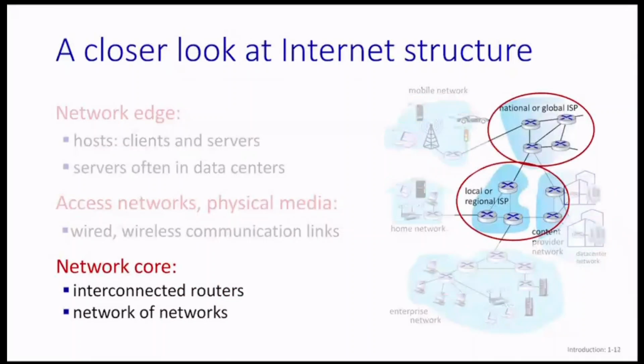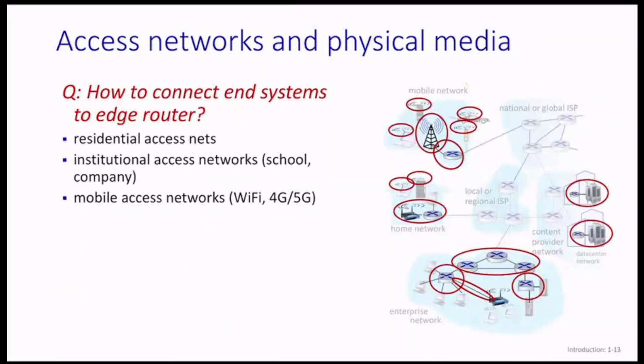The third part is the network structure. In the inner part, there is the network core, with several interconnected routers. And here we can see this is one network, this region, and there is another region, maybe another regional ISP. In this class, our first question is how to connect the host or any system to the edge router. What is the edge router? The user first needs to connect to the first hop router, this edge router, and then connect to the internet.